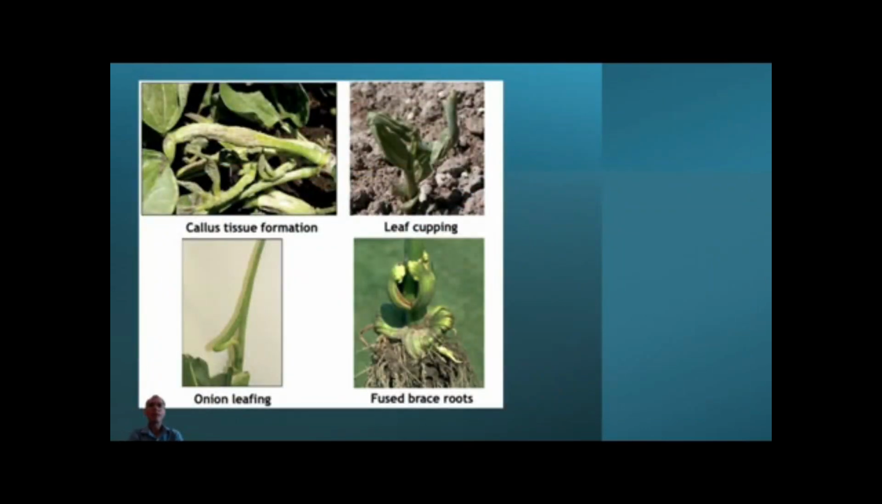As you can see in this image, in the upper left-hand corner, we're looking at callus tissue formation. In the upper right corner, we're looking at leaf cupping. In the bottom left corner, we're looking at onion leafing. And in the bottom right corner, we're looking at fused brace roots.